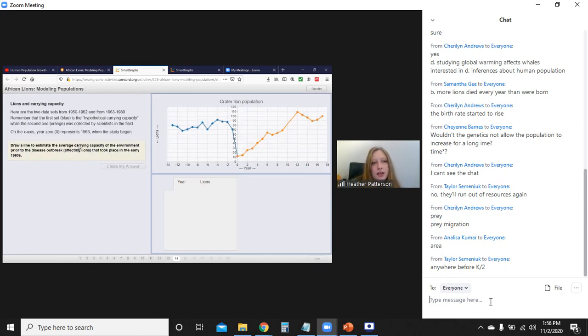So here are two data sets from 1950 to 1962 and 1963 to 1980. Remember that the first set, the blue, is the hypothetical carrying capacity, while the orange one was collected by scientists in the field. On the x-axis, year 0 represents 1963, which is when the study began. So draw a line to estimate the average carrying capacity of the environment prior to the disease outbreak that took place in the early 1960s. As we said, Cheyenne said it'd be around 100, but we'll probably be somewhere in the middle here.